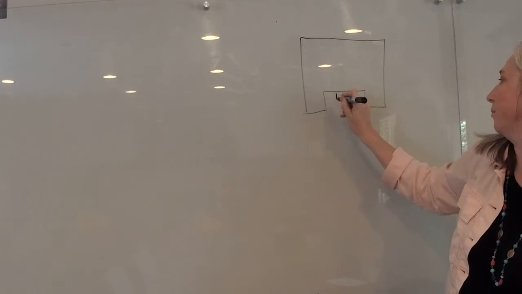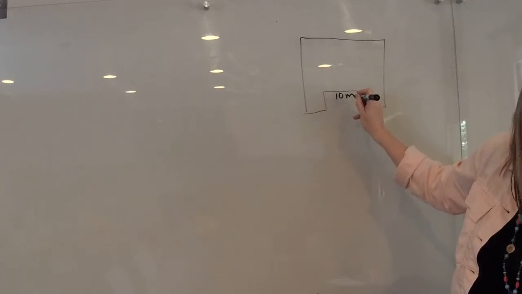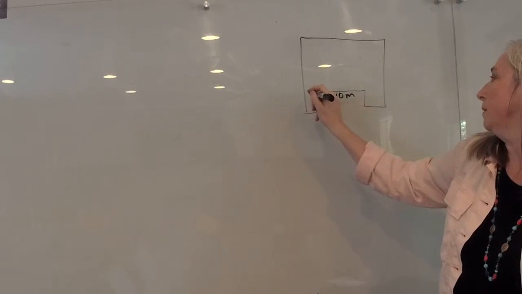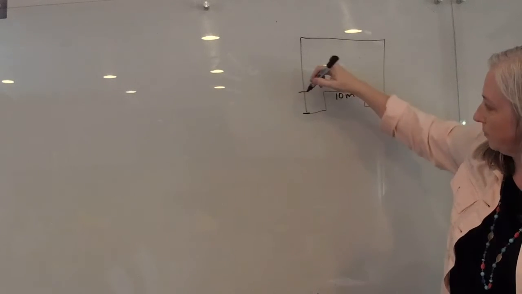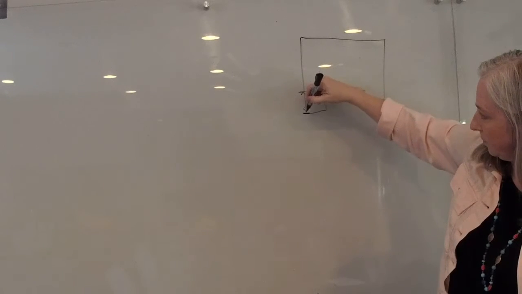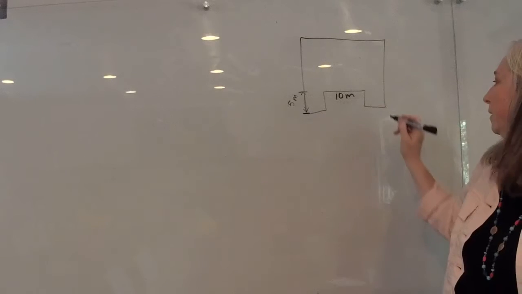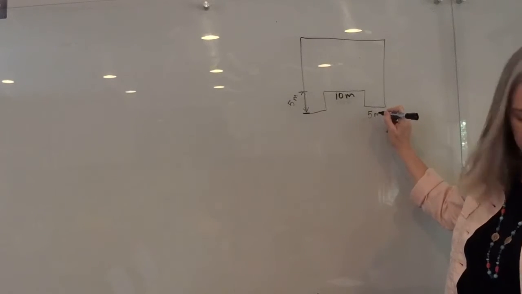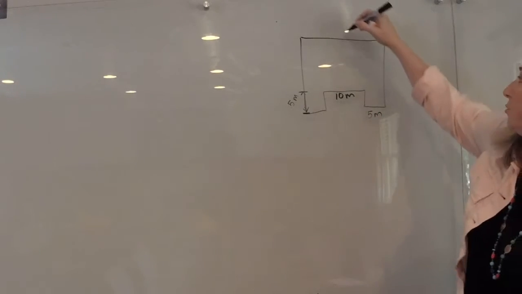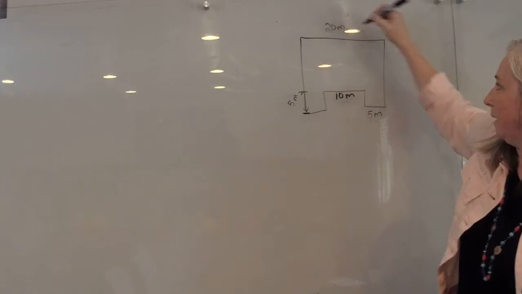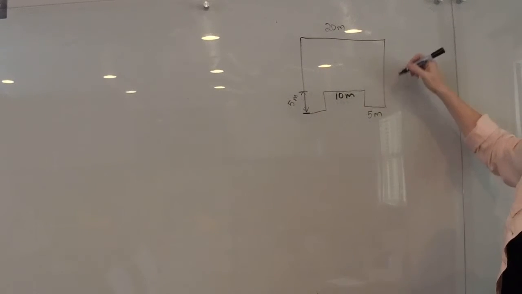So they've got some things labeled. This is 10 meters. From here to here is 5 meters. And this measurement is 5 meters. It's 20 meters all the way across the top, and then 18 meters along this side.